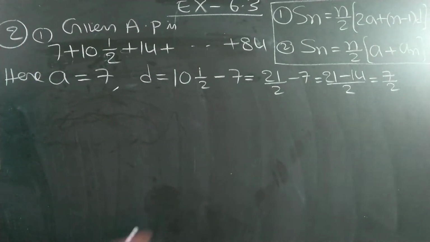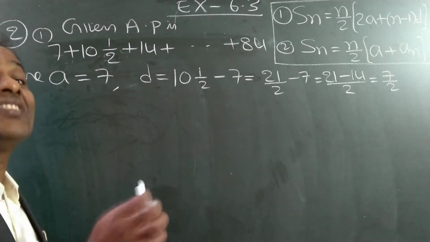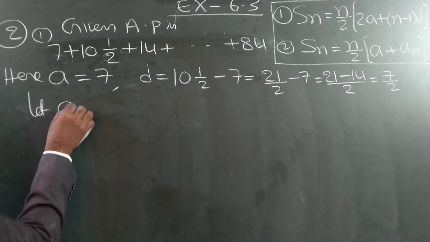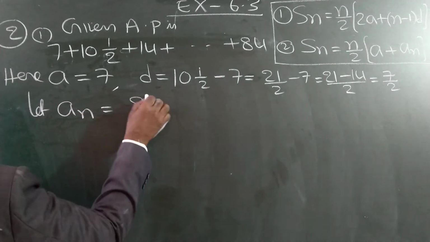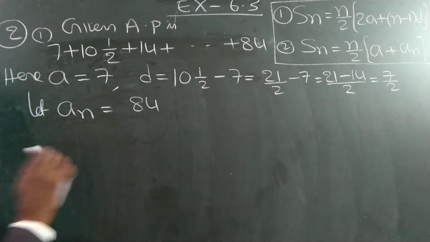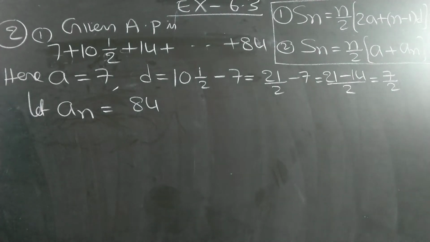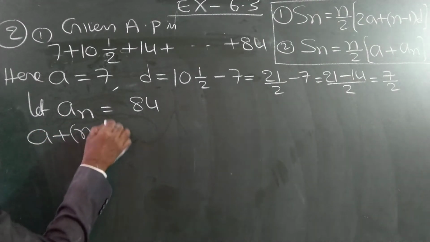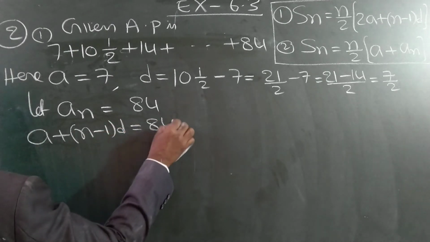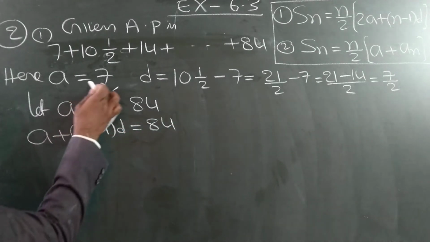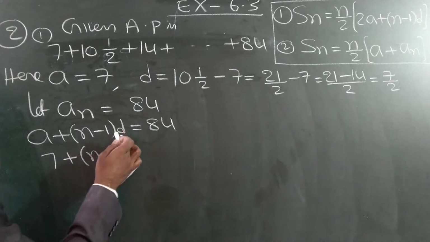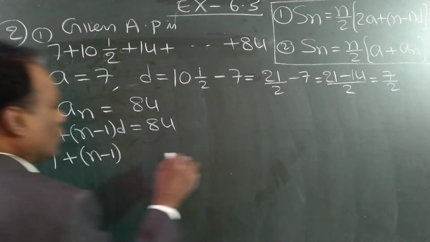Now, the question is, 84 is which term? Let 84 be the nth term. Let us assume like this. What is the formula for nth term? A plus n minus 1 into d is equal to 84. A is 7 plus n minus 1 into difference is 7 by 2.